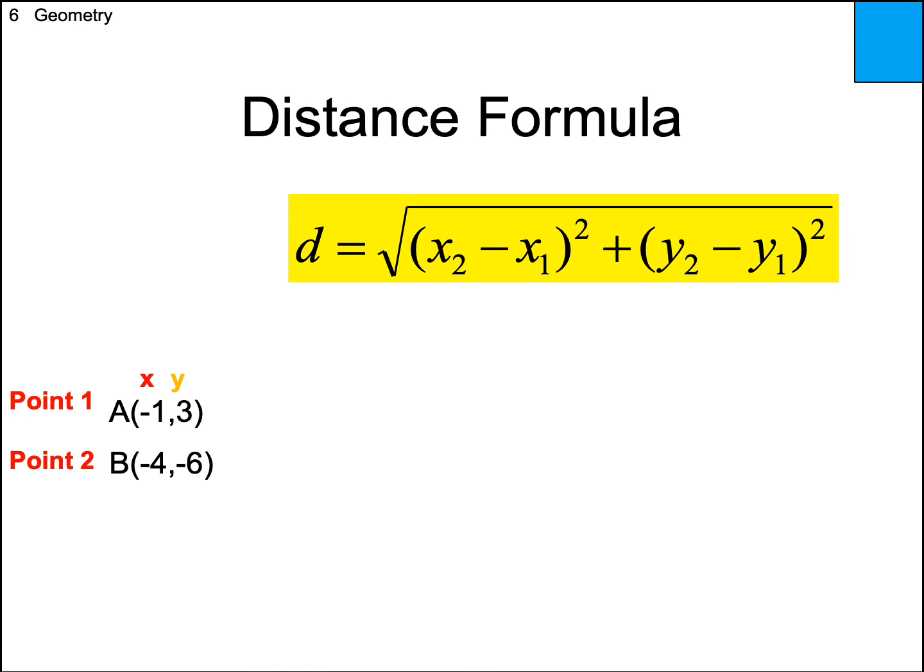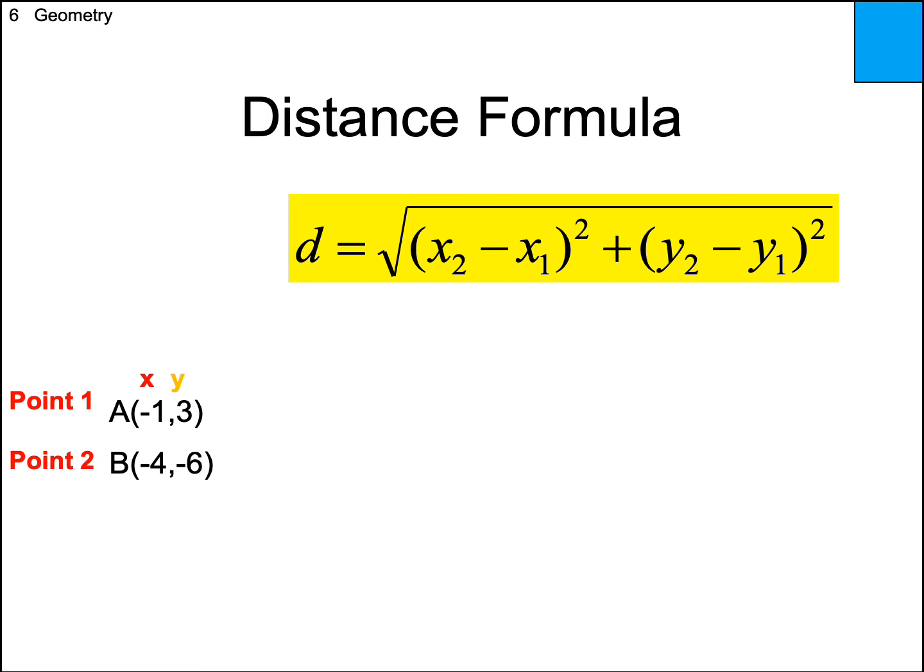Okay, let's do one more. Notice I've already labeled these points here. All right, so I give you 2 points, you label them x1, y1, x2, y2, or like I did right here, xy, then point 1, point 2. For me personally, I'm showing you this. I like this way because it follows a nice pattern.